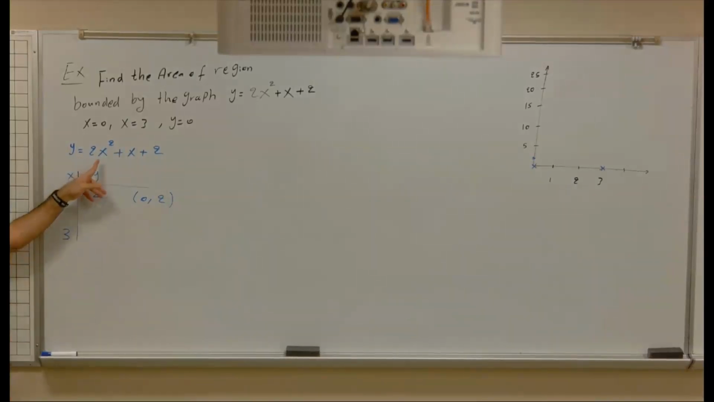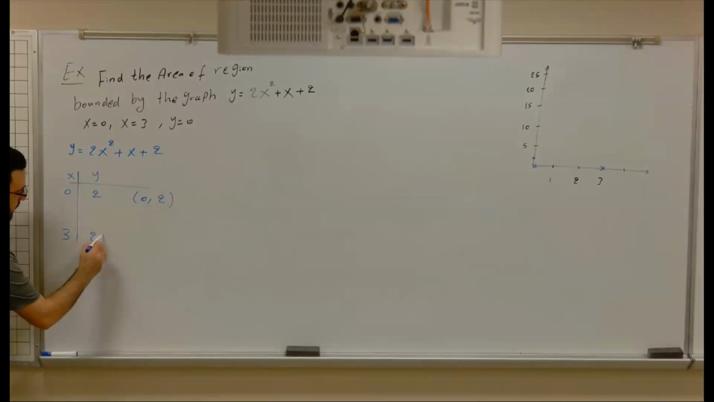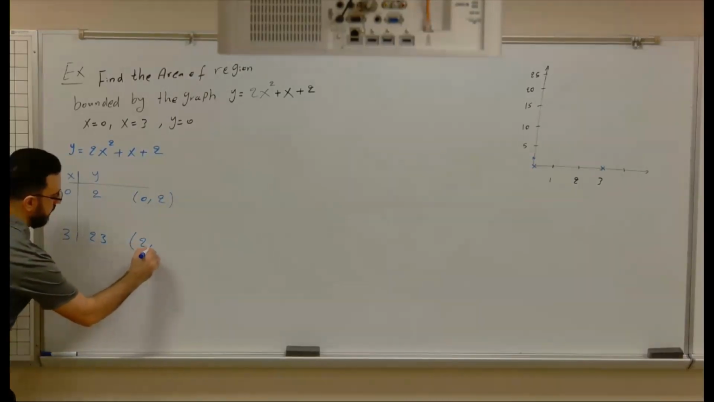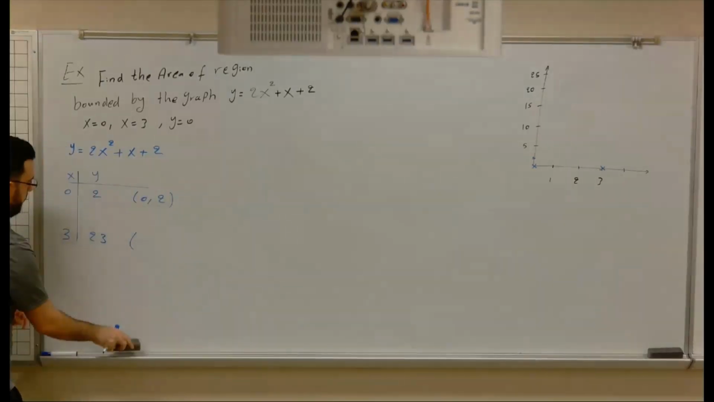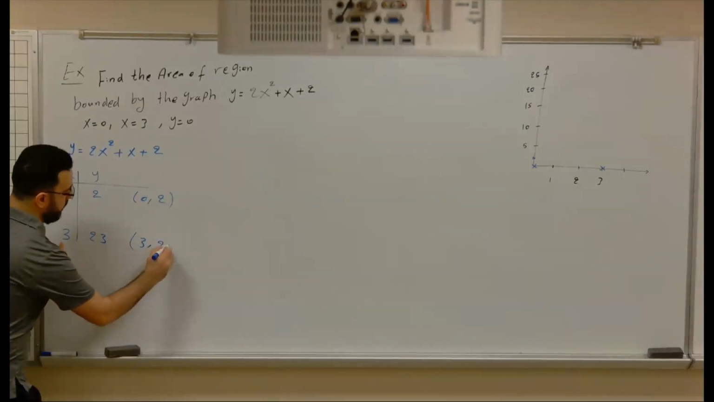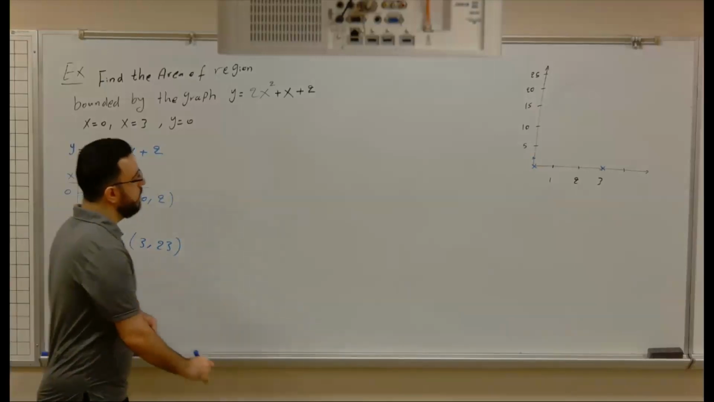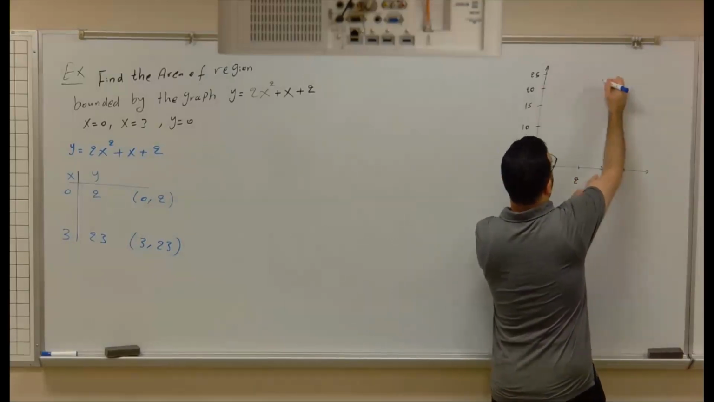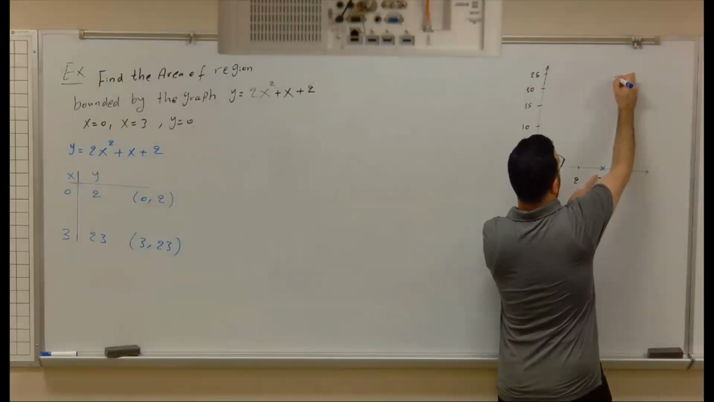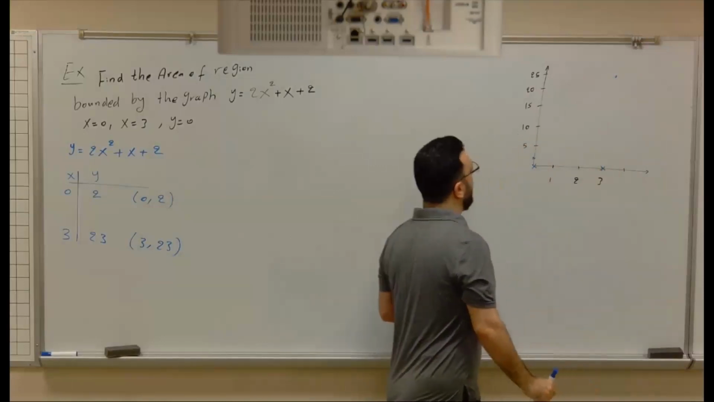If you plug in a 3, 2 times 9 is going to be 18. 18 plus 3 plus 2, so 23. At the point 3, it's going to be 23. So at the point 3, let's say here's 23. This means it's going to be here. So I already know my graph.